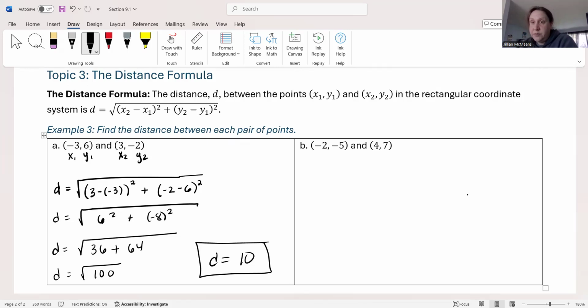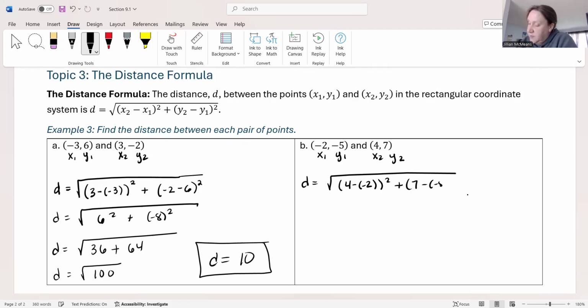So for part B, we have -2, -5. Let's call that x1, y1. We also have 4, 7. Let's call that x2, y2. So distance equals, we want to take the difference in our x's. So 4 minus -2 squared plus 7 minus -5 squared. Remember, when you subtract a negative, it really just becomes addition. So 4 minus -2 is really 4 plus 2, which is 6. And then 7 minus -5 is really 7 plus 5, which is 12.